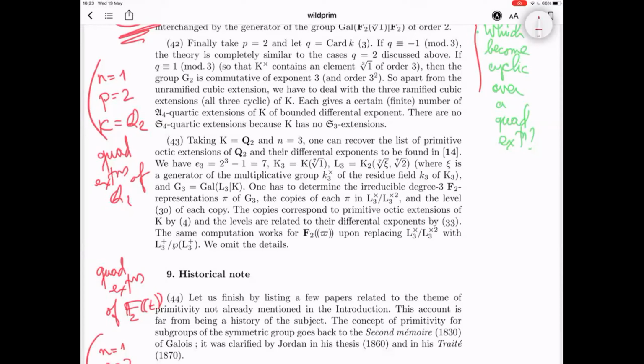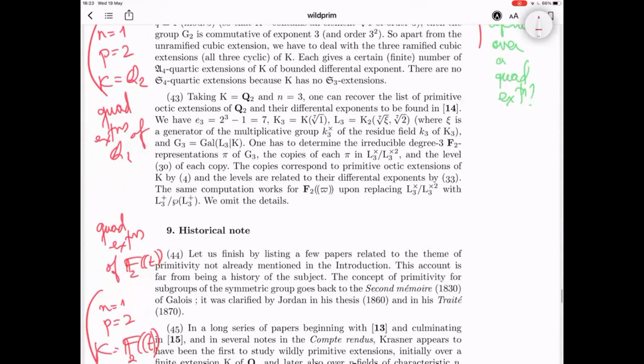That's right. So you see, the answer is yes. There are various questions which arise from this, and here is one question which you can straight away ask. So we were looking at this P field K, and we were looking at only primitive extensions.